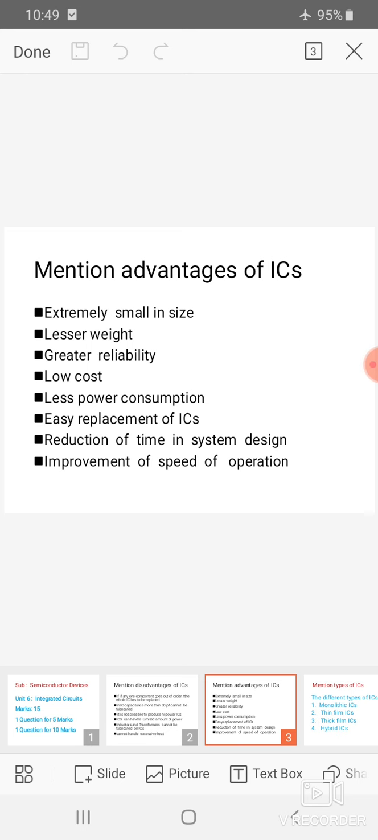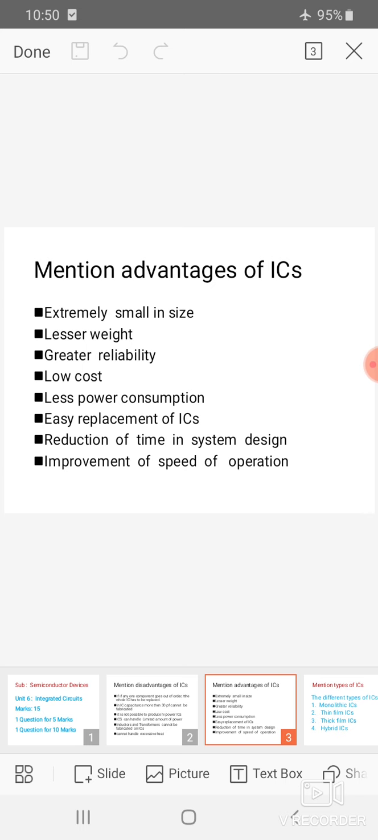of speed of operation. So we can list n number of advantages here. Improvement of speed of operation: since those copper conductors are replaced, the heat production will also be less, and the power consumption will be less because unnecessary conductors are avoided here.